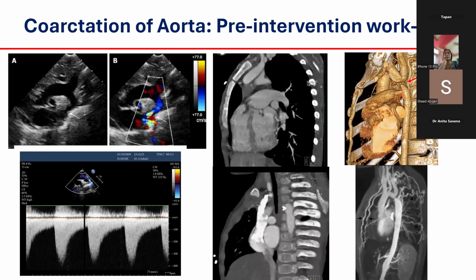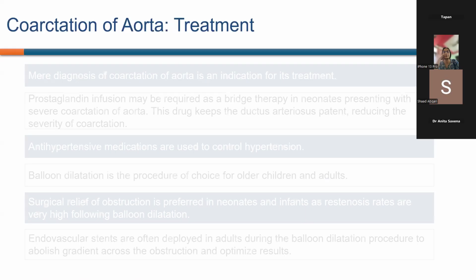You may end up doing investigations like CT or MRI, not only to make the diagnosis, but also to see how big the ascending aorta is, what is the size of the isthmus, how tight the coarct is, because this is the information you need for planning management, especially when we are dealing with older children. In newborns and infants, it's easily diagnosed, but in older children and adults, you may require more imaging to get the entire anatomy of the coarct region.